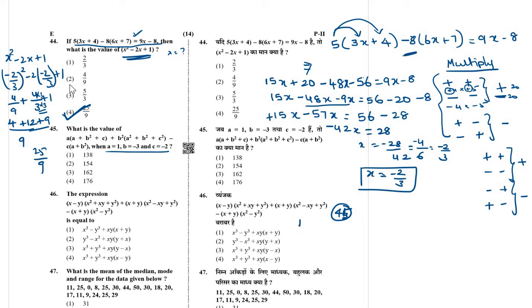A value is 1, so within a bracket 1. B value is minus 3. So, minus 3 the whole square, the power is an even number. Whenever the power is even, the value will be positive. So, minus 3 the whole square means plus 9. C is minus 2. Signs are very, very important. So, A squared is 1, B squared is 9, C squared is 4, minus the C value, which is already minus. So, minus into minus, just now we know, is plus. If it is multiplication, the sign will change.